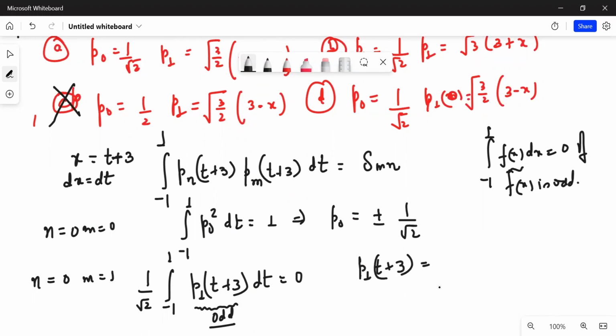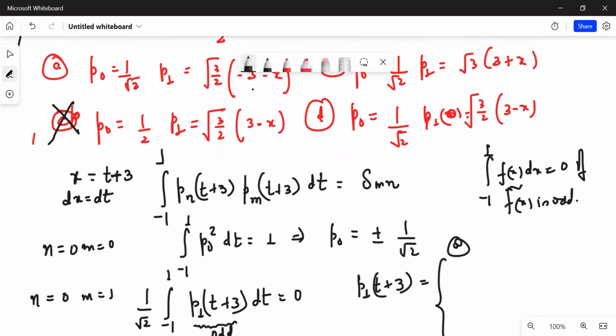So for option number A, if you replace x with t plus 3, this will be root over 3 by 2 times (3 minus 3 minus t) and again minus 3. So this will be root over 3 by 2, and this will be minus t, and this will be minus 6. So now this has changed the form itself.